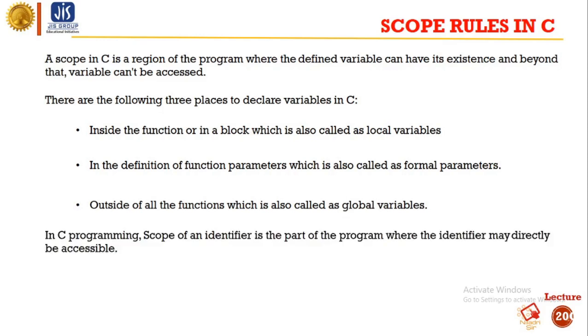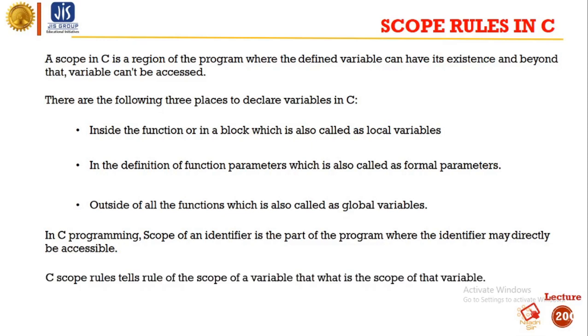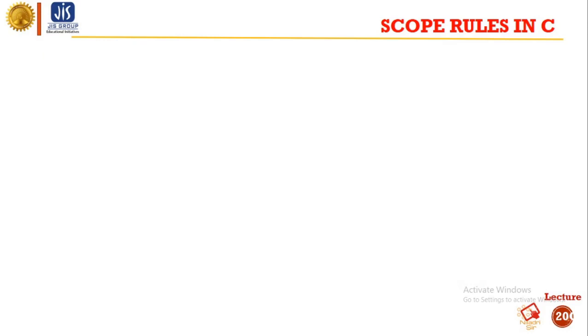In C programming, the scope of an identifier is the part of the program where the identifier may be directly accessible. C scope rules tell us the scope of a variable, for example local scope, global scope, or formal parameters.